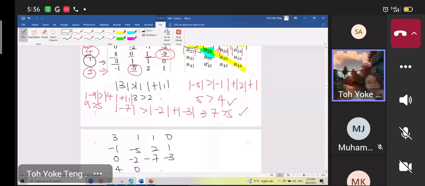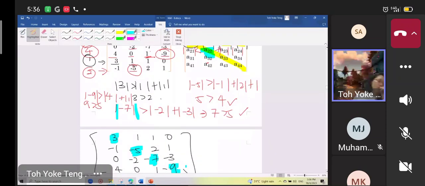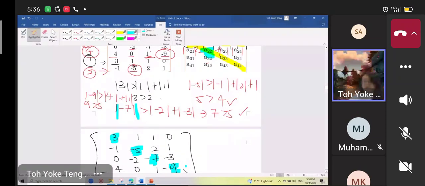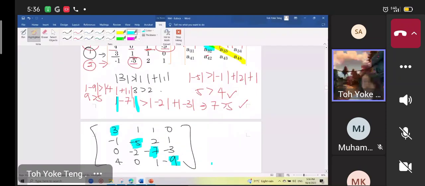Okay, if you want to have a check here, 3 that is greater than 2, 1 plus 1 is 2. 5 that is greater than 1 plus 2 plus 1 since we consider the absolute sign. So 5 that is greater than 4, yes. And then this one, 7 that is greater than 5, yes. And then the last one, 9 that is greater than 5, yes. So just write down the conclusion that matrix A is diagonally dominant.